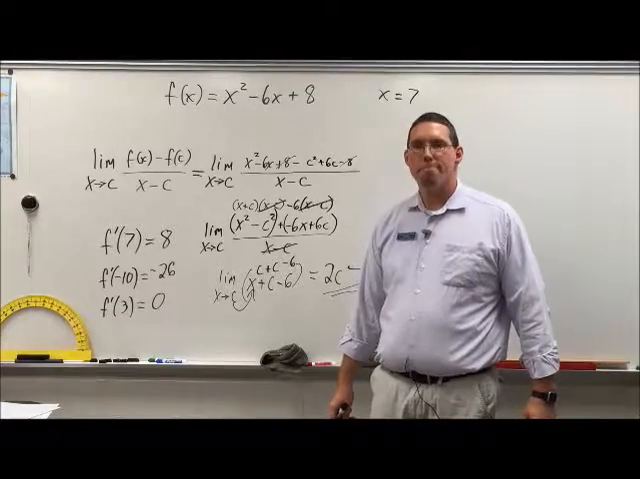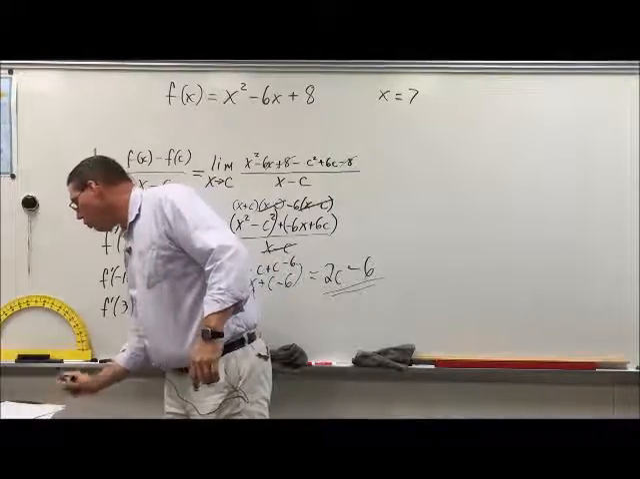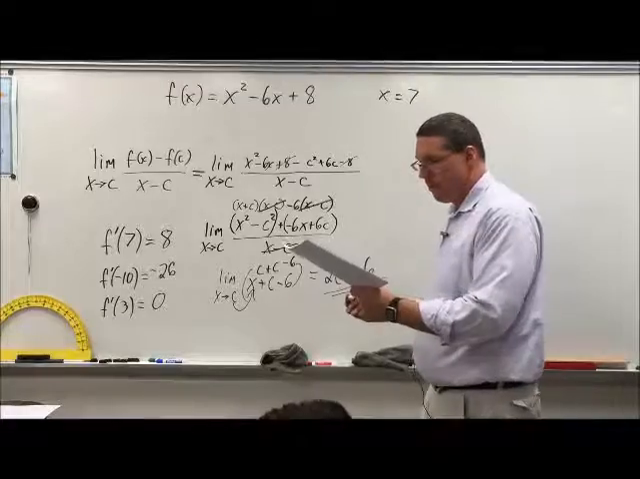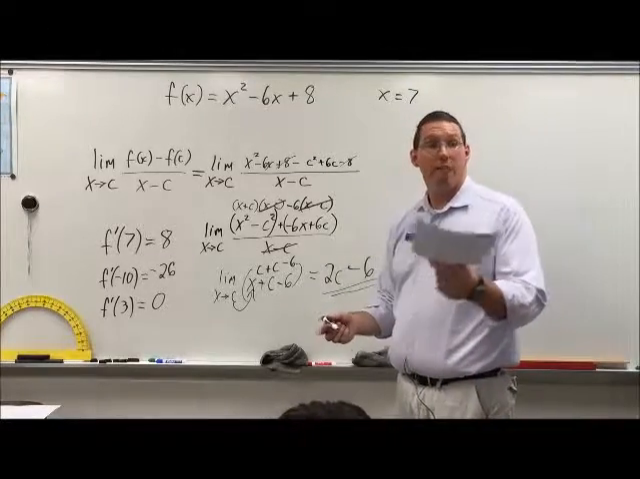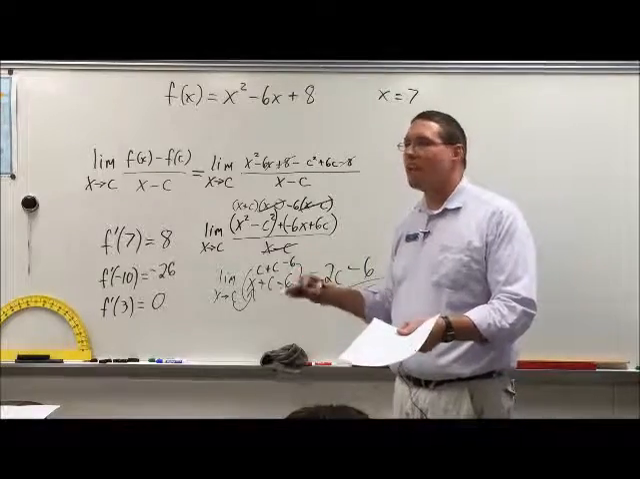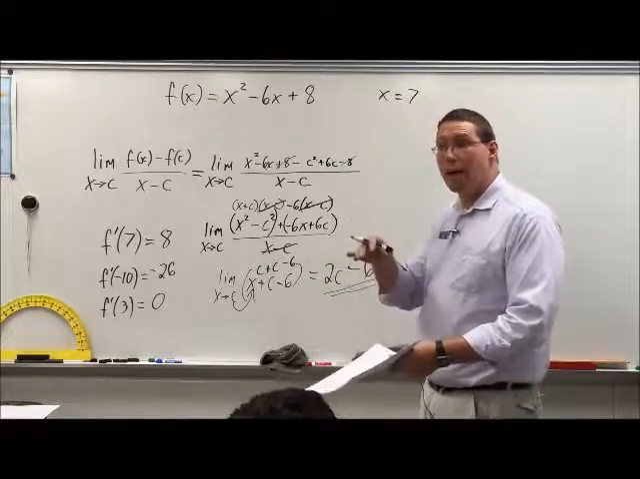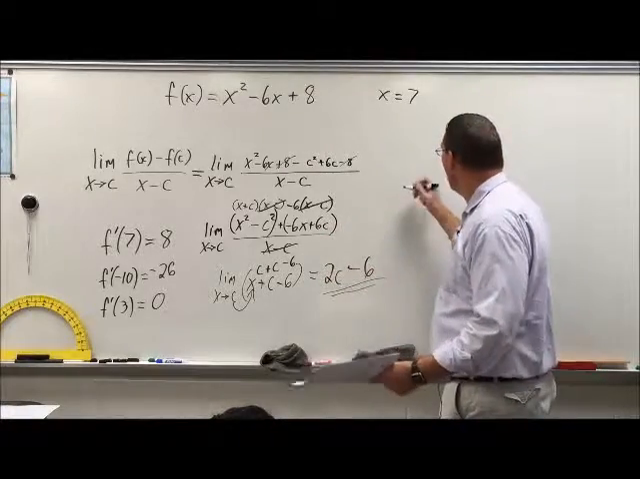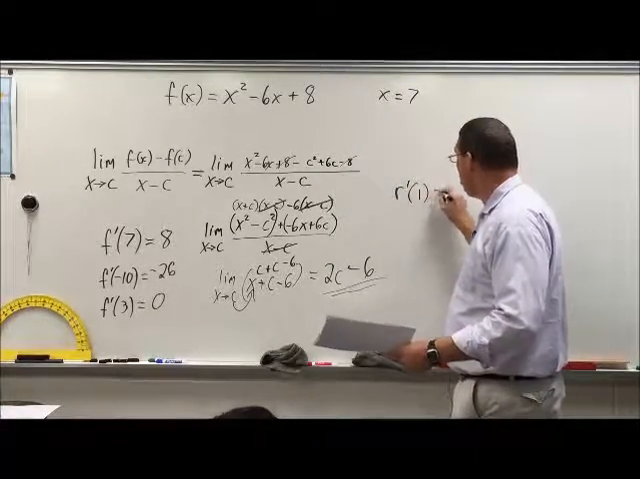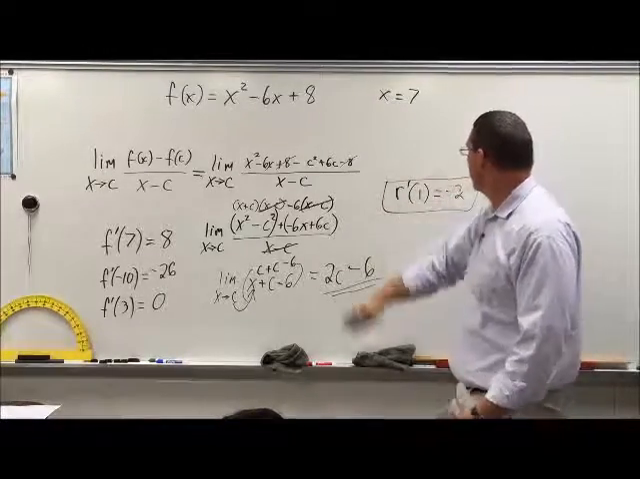Does this make sense? Look at the quiz. On the quiz, look at question number 5. What did we get for number 5 again? Negative 2, right? And what was the name of the function? R of x. Okay, so question number 5 on that practice quiz, we would say R prime of 1 equals negative 2. There we go. That's basically what you did on that test.